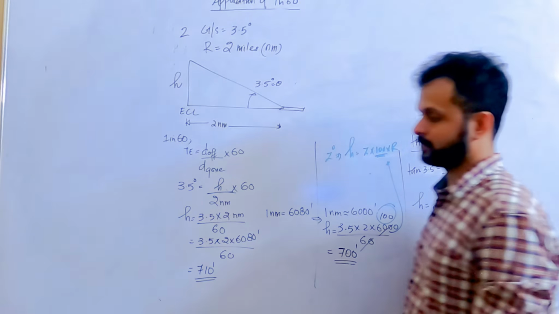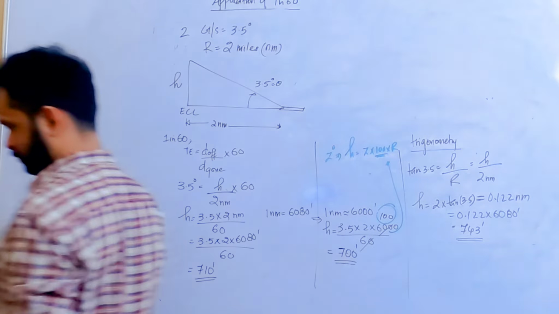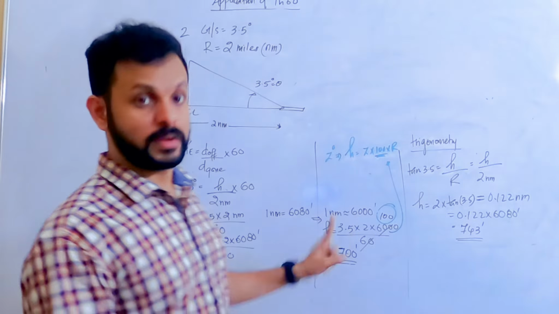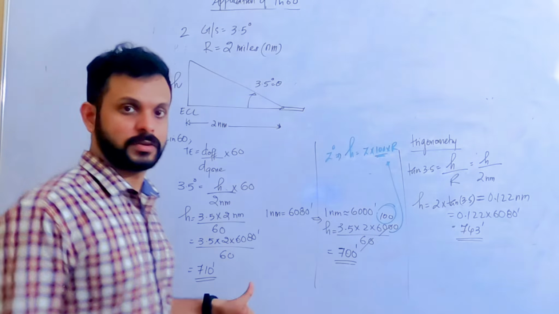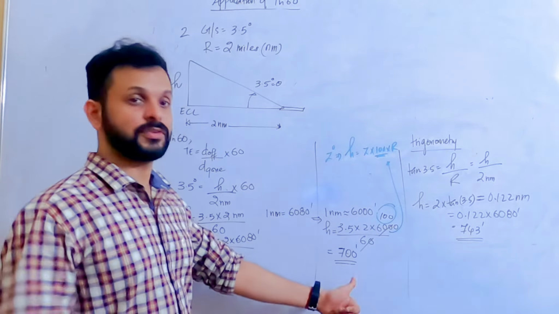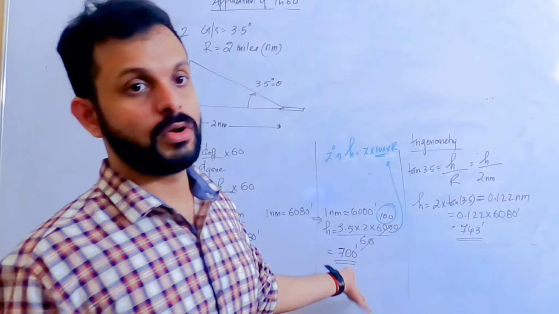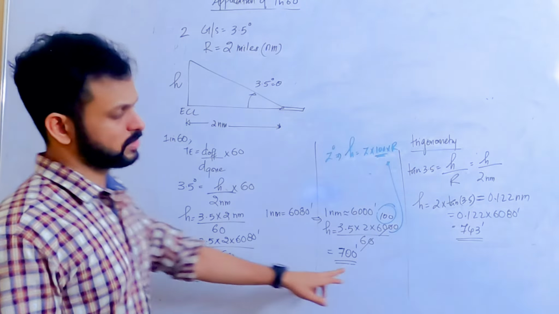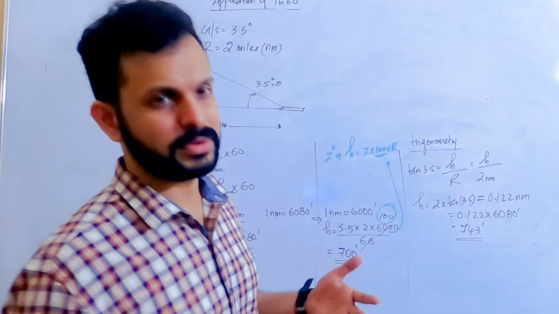So if the question only says to consider 1 nautical mile equals 6,000 feet, then only I'll have to consider the middle one. Otherwise, 6080 feet. Do this one first. And if you cannot find this answer in the options, then try doing it with this one. But when you have 710, if you cannot find 710, mostly you'll have 700 in the option nearby, so you can probably pick that up.